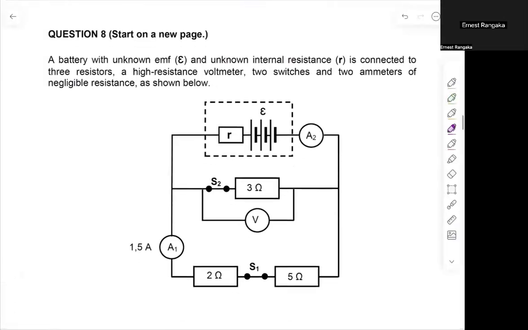We've got question 8, which looks as follows. So we've got a battery with unknown EMF, E or epsilon, and unknown internal resistance R, right? This battery is connected to 3 resistors. So we've got the resistors there, 3 ohm, 2 ohm, and 5 ohm, a high resistance voltmeter, 2 switches, and 2 ammeters shown below. So there's our question 8. Let's look at some of the questions they're going to ask us about question 8.